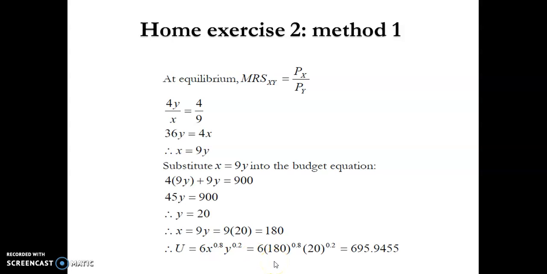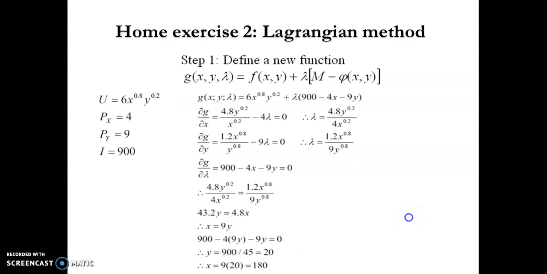So take note here. Your y was equal to 20, x is equal to 180, and your utility is equal to 695.9455. And this is using the method you learned last week. Also, you are preparing this method for your module test. Now, an alternative method is the Lagrangian multiplier method.